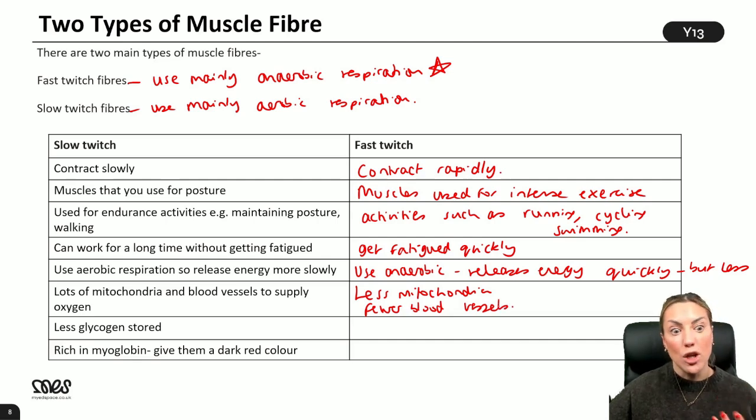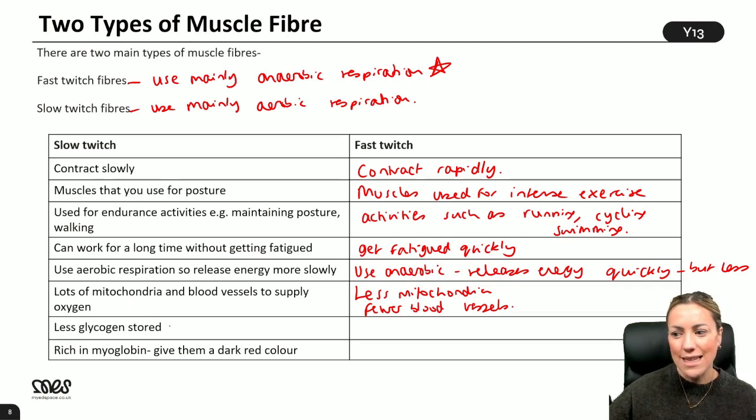Slow twitch also have lots of blood vessels, whereas fast twitch have fewer blood vessels, not as dense a blood supply, not as dense a capillary network. Again, guys, makes sense, right? Fast twitch are using mainly anaerobic. They don't have as high a demand for oxygen because anaerobic does not need oxygen. Therefore, they don't need as much blood to be delivered because they don't need as much oxygen that is carried by the blood. So the blood supply is not as important. Don't get me wrong, they still have a blood supply, but they don't need a huge blood supply because their demand for oxygen is less than the slow twitch.